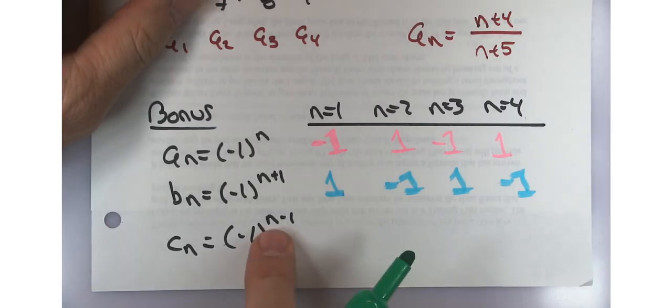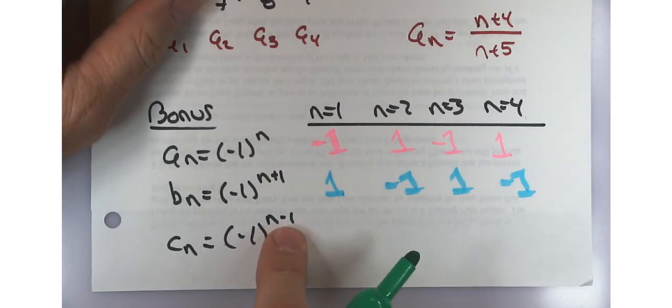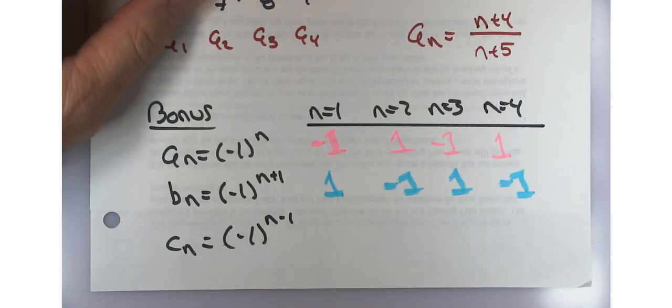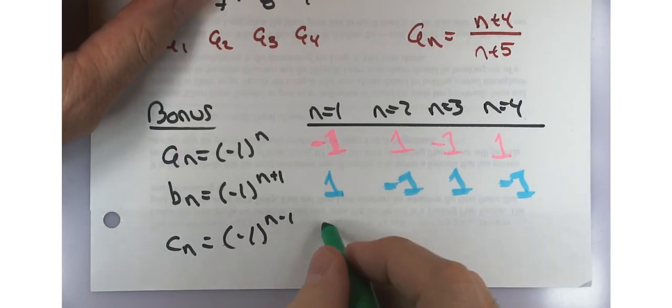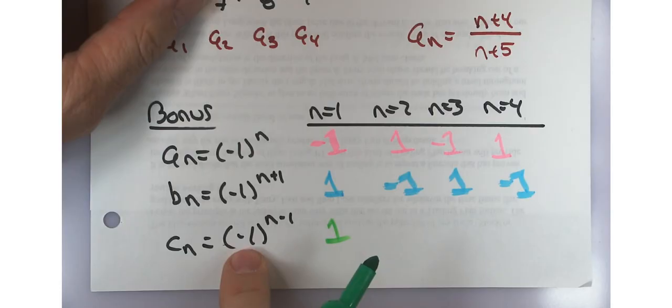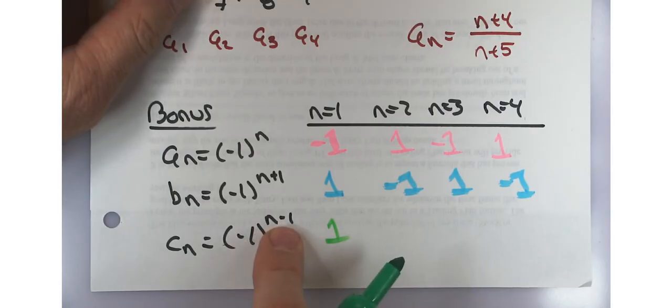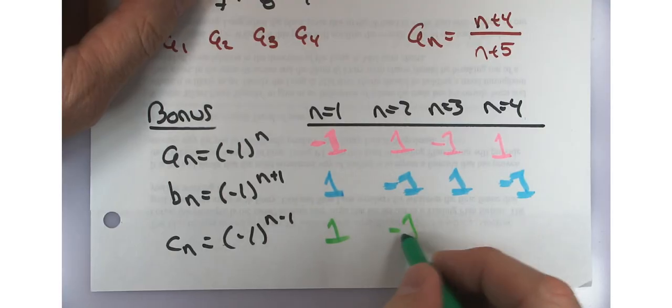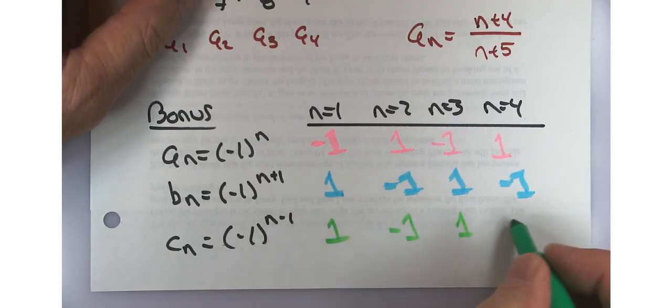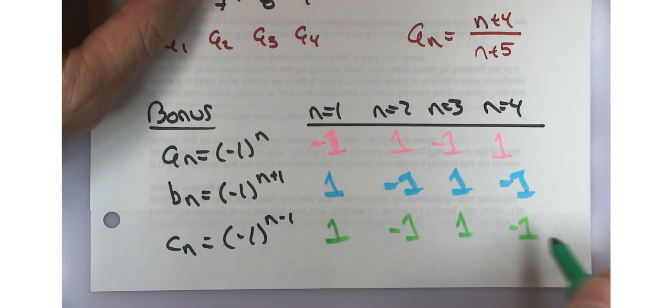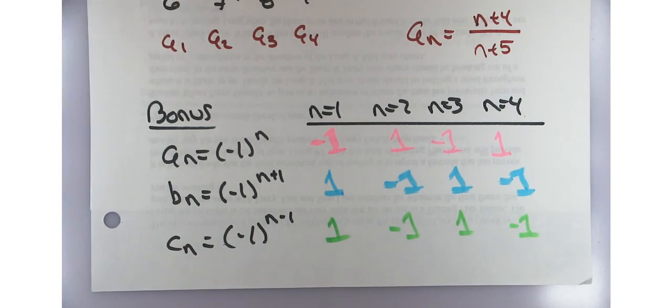What's something to the 0 power? Anything to the 0 power is 1. And then when I put in n equal 2, I get 2 minus 1. So I get negative 1 to the first power, which is just negative 1. So, wow. What conclusion are you getting from that?